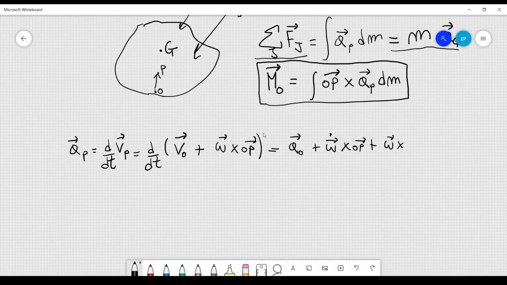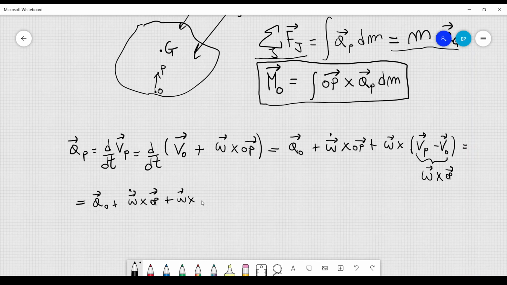We already have a formula for the derivative of the vector OP, if you recall, but in general, this is just the velocity of the point P minus the velocity of the point O, which is none other than omega cross product OP. We can also rewrite it like this. So here we have AO plus omega dot cross product OP plus omega cross (omega cross OP). We can rewrite it like this.